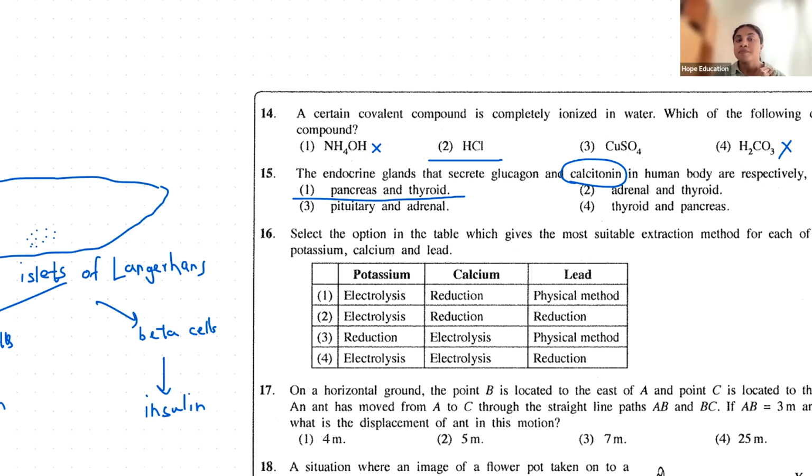Calcitonin controls the calcium level in the body. To be very specific, it reduces the calcium level in the body. And calcitonin is secreted by the thyroid gland. What are the other hormones secreted by the thyroid gland? Yes, thyroxine.